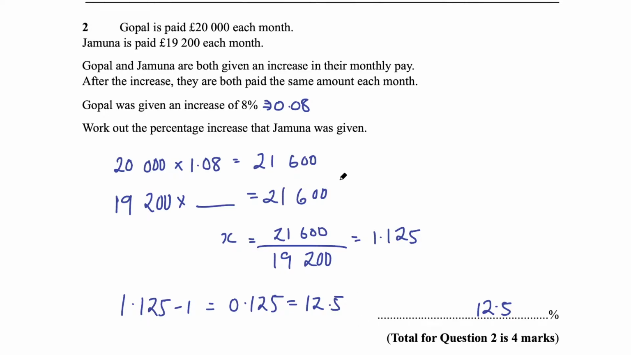All right, plenty of ways to approach percentages questions. That's one method. Another way to do this would be to find the difference between these two numbers, 21,600 and 19,200, and find that difference as a percentage of this amount. So a couple different strategies to do that question. Hopefully that one makes sense to you.